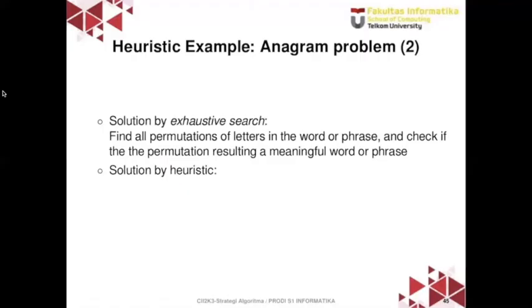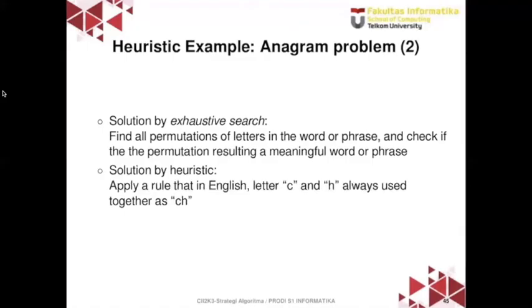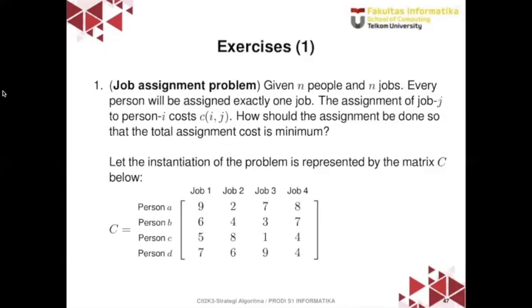But in heuristic, we can make a rule. For example, we can say that in English, letters C and H are always used together as ch. So yeah, we can eliminate all words that do not use G and H together, C and H together.